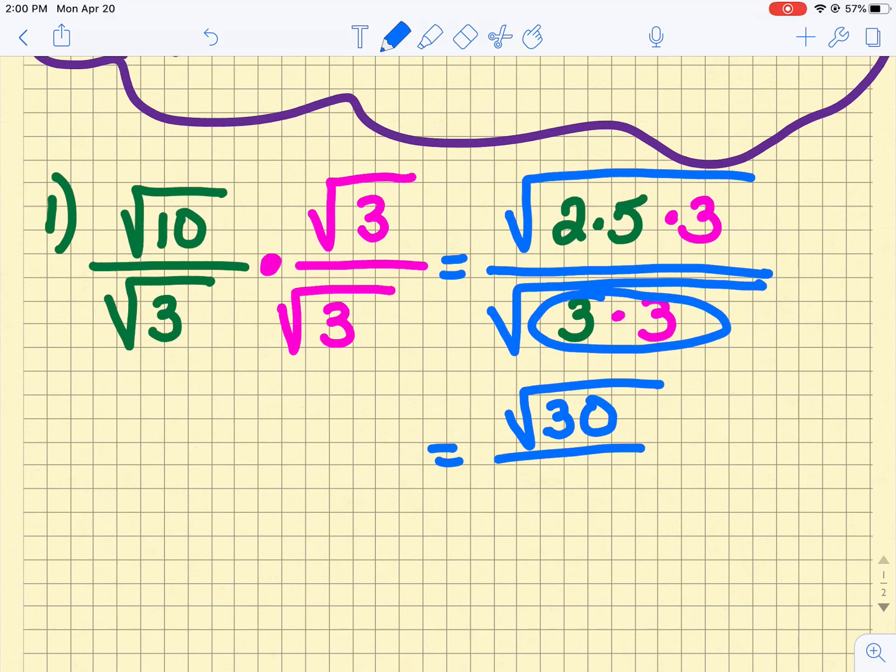Because we have a pair of 3s, they can escape, something horrible happens, and only one of them makes it out. And so my simplified answer here is root 30 over 3. Okay, so that's what we're going to do to simplify each problem.